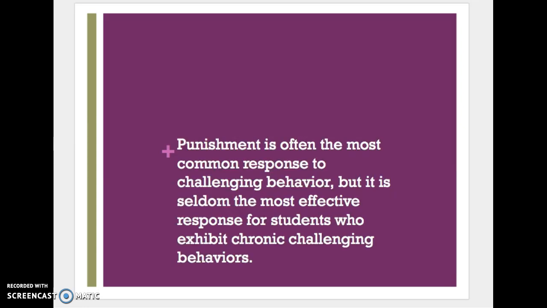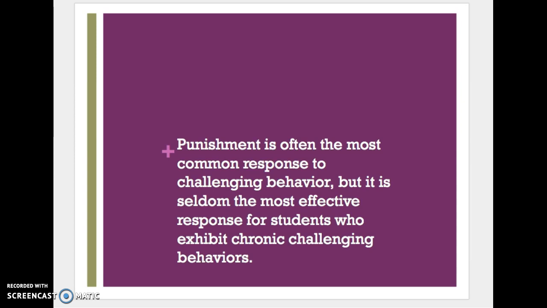Punishment is often the most common response to challenging behavior, but is seldom the most effective response for students who exhibit chronic challenging behaviors. As we've discussed, knowing the function of the behavior is key, because a lot of times in schools, punishers are doled out to children and we don't know the function, and it's actually reinforcing the behavior, unknowingly reinforcing the behavior.